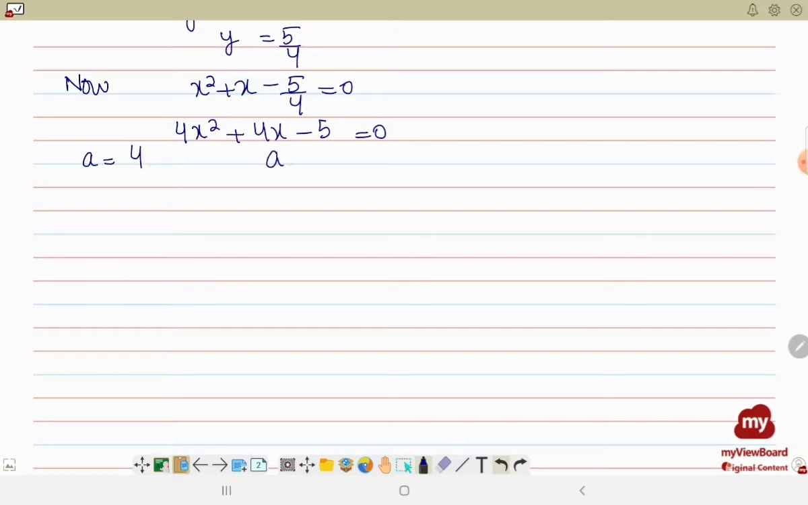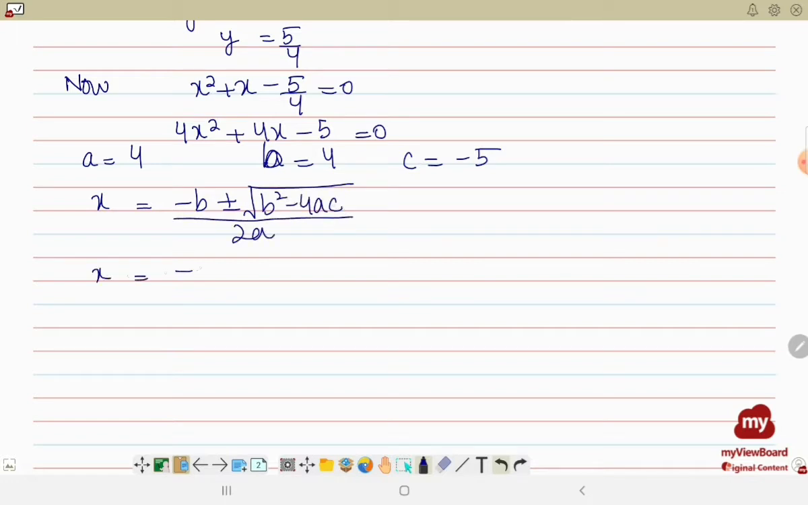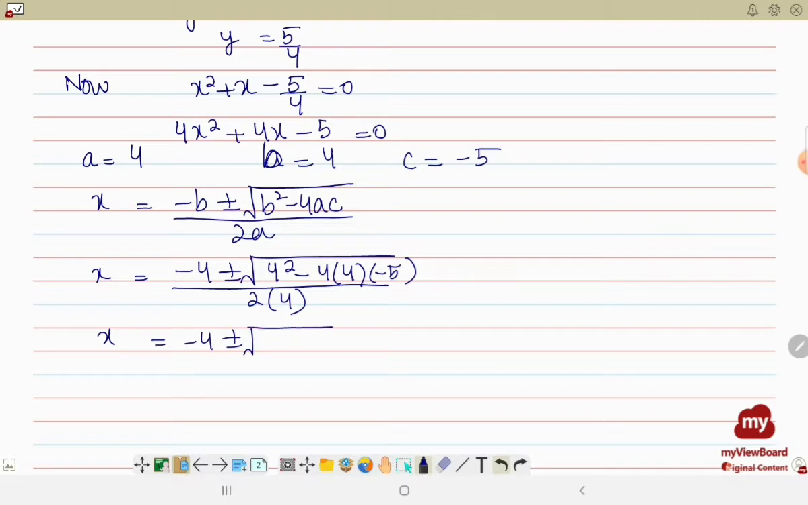Here a is equal to 4, b is equal to 4, and c is equal to minus 5. I hope you remember the quadratic formula. For you, I'm going to write it down again so you can easily insert the values of a, b, and c in the formula. Here we have minus 4 plus minus square root of 4 square minus 4ac, divided by 2a. So 4 squared is 16, and we have 4 times 5 times 4, 20 into 4 becomes 80, divided by 8.